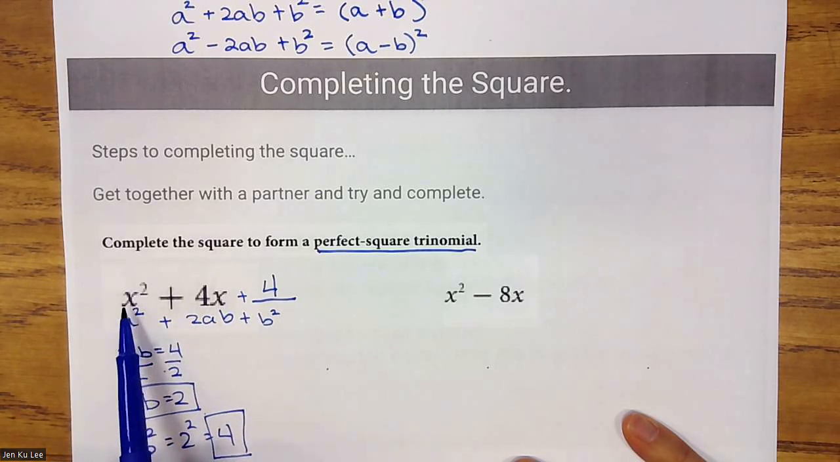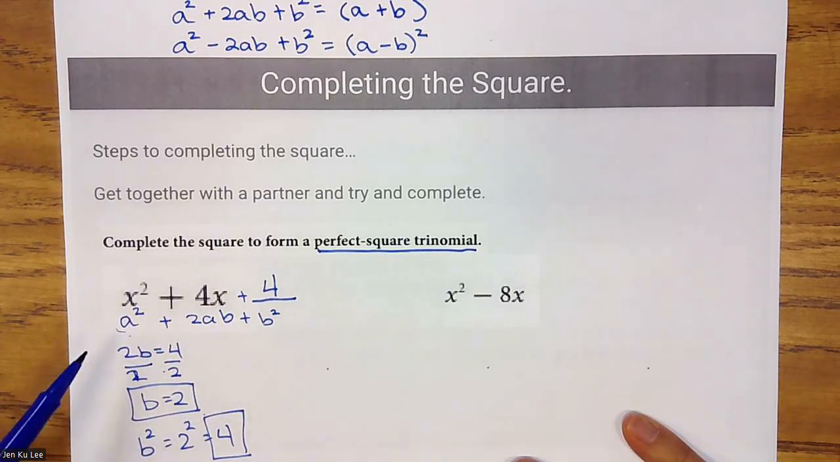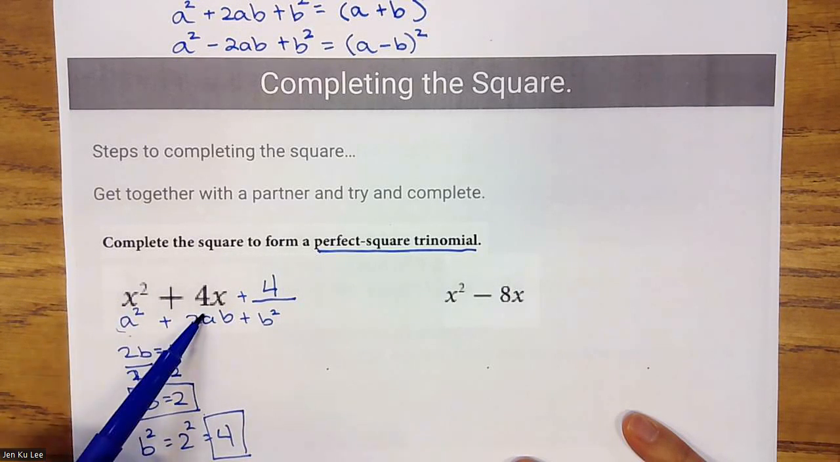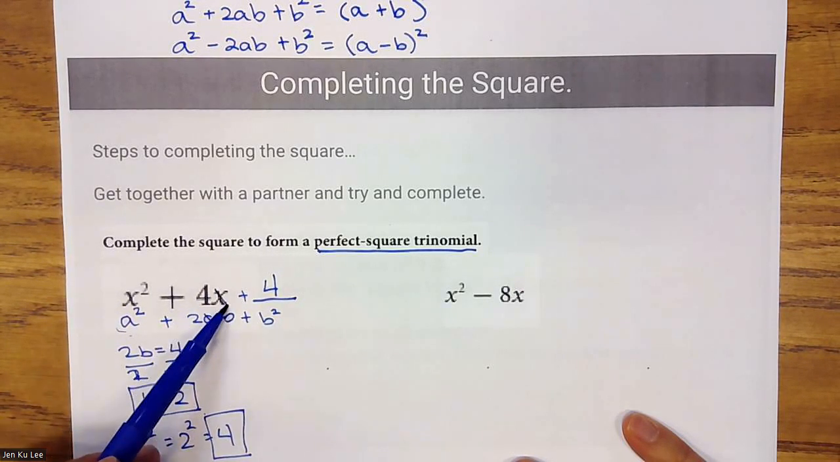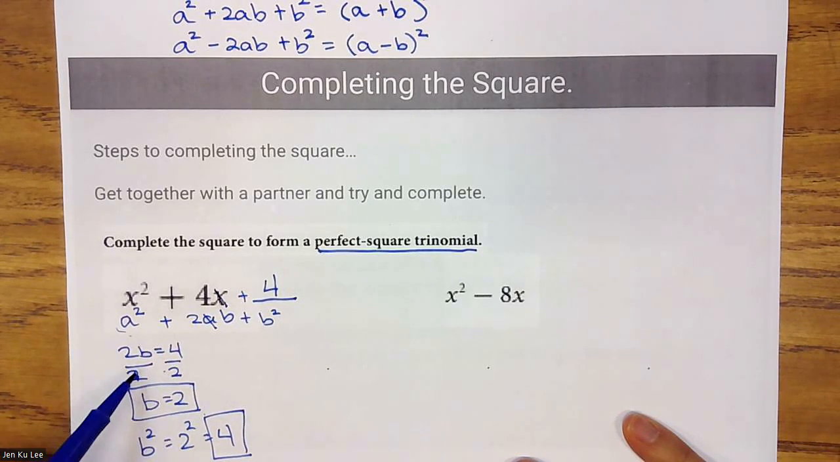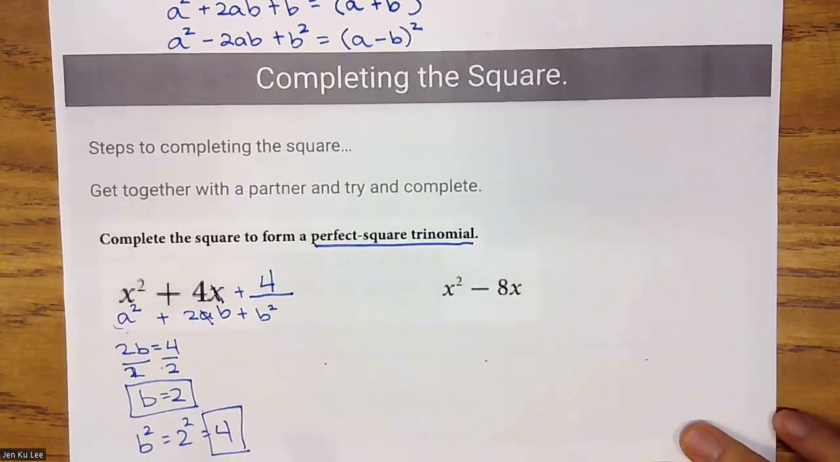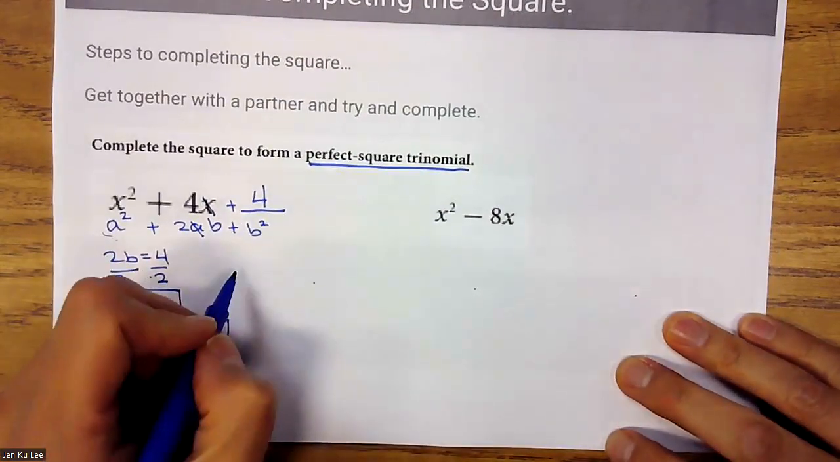Because if a is x, based off of this first one, I can just cancel out this a and this x, and 4 equals 2b. That's how I got that, and I just solve for b. So I got b squared as 4 now.